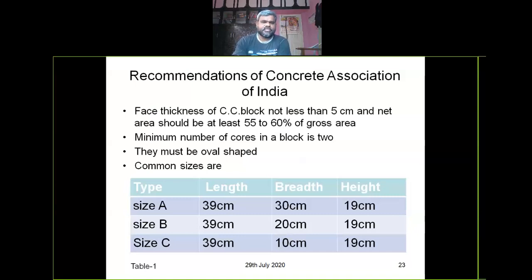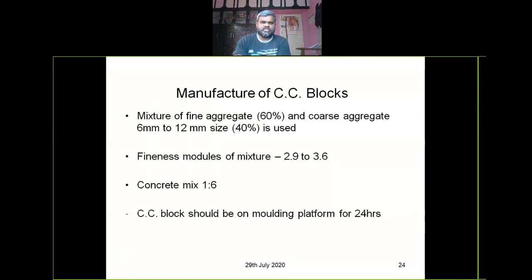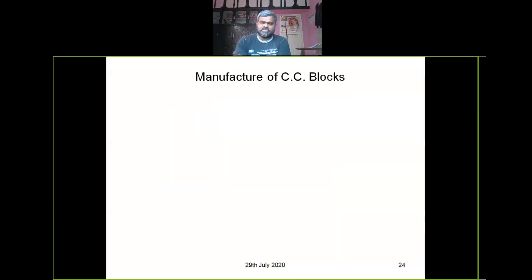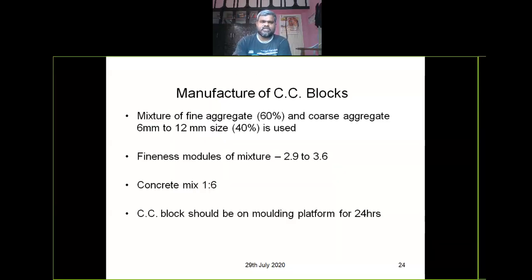And manufacturing of CC bricks. CC bricks means a cement concrete mix. Cement concrete is a mixture of fine aggregate, coarse aggregate, and binder material, that is cement. Right. Here, fine aggregate 60% is used, and coarse aggregate 40%. The coarse aggregate size is between 6 mm to 12 mm, that is, coarse aggregate below 12 mm size is used here.